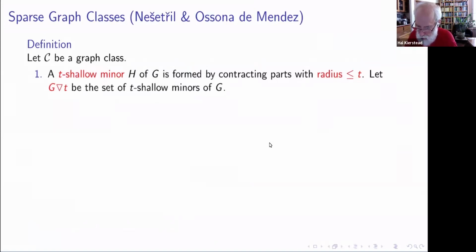So Nešetřil and Ossona de Mendez have a program to develop a theory of sparse graph classes. And they want a theory that preserves algorithmic and structural properties of simple sparse graphs when you pass on to more complicated sparse graphs. And it's been quite successful.